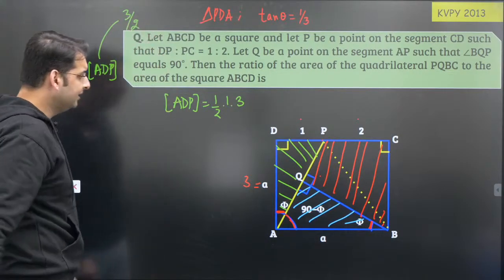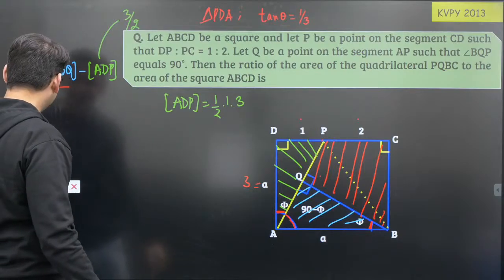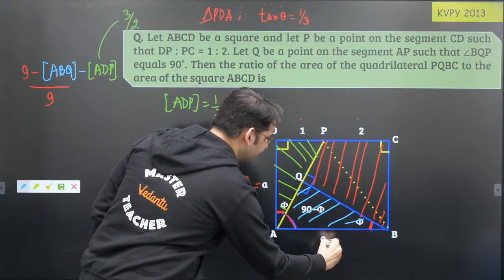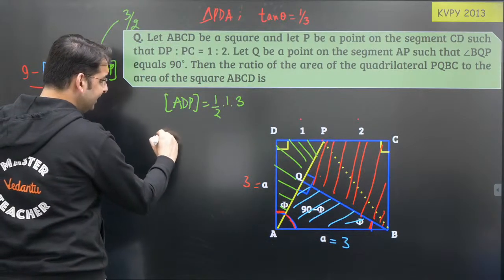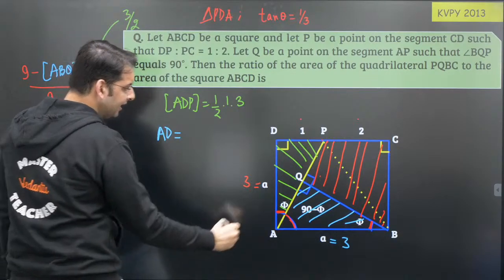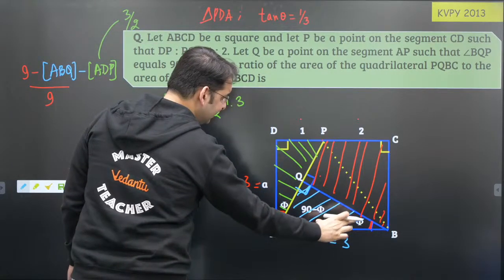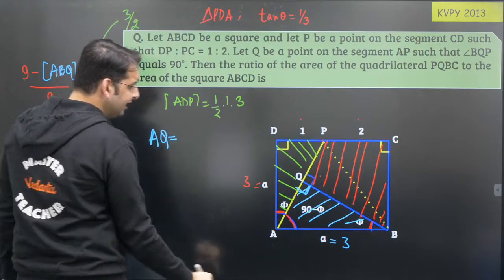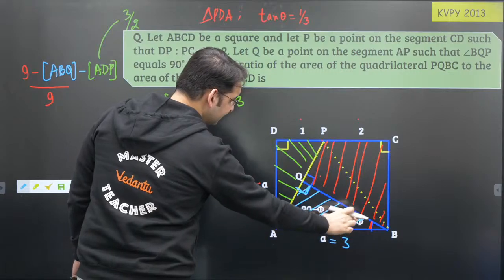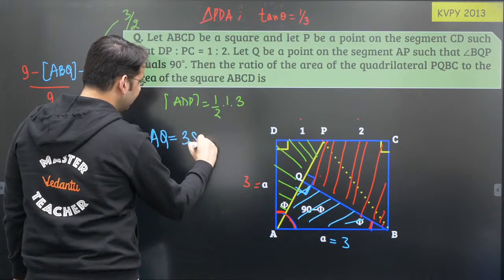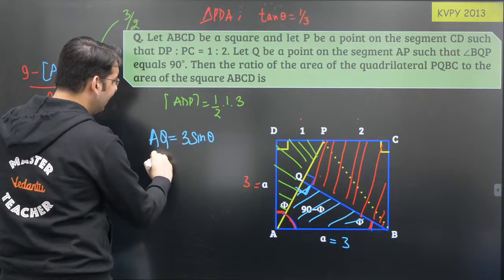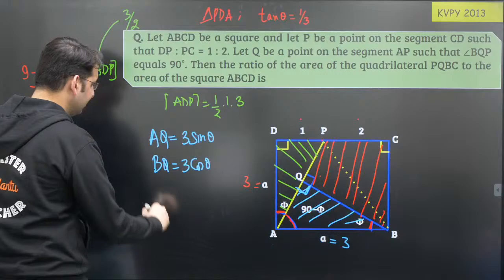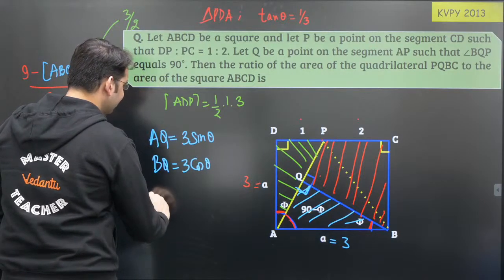ये वाली चीज तो 3/2 आ गई. Now we need to concentrate on the area of the triangle ABQ. अब ABQ के लिए बच्चों ये 3 है, ये 3 है. सो बोल सकता हूं कि AD अगर ये 90 है, if this is 90, this is 3, so AQ will be 3 sin थीटा and BQ बच्चों क्या होगा, 3 cos थीटा.